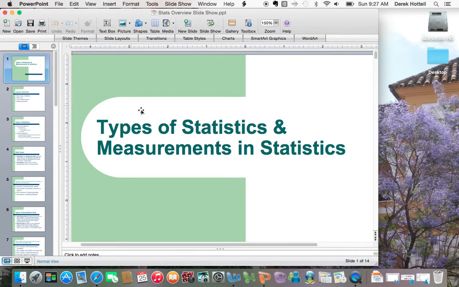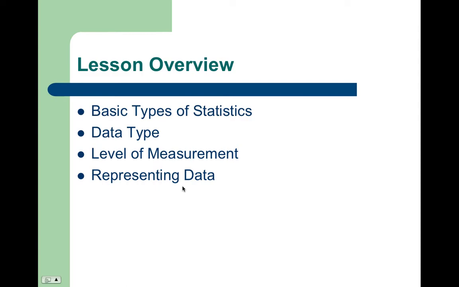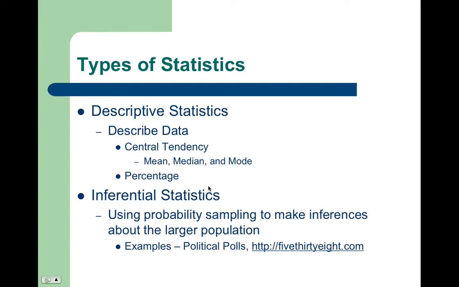And so to start with, let's just review what we're going to discuss today. We're going to talk about the basic types of statistics, data type, and levels of measurement or types of scale. And then we're going to talk about how we use these three pieces of information to help us decide how best to represent our data in a meaningful way.